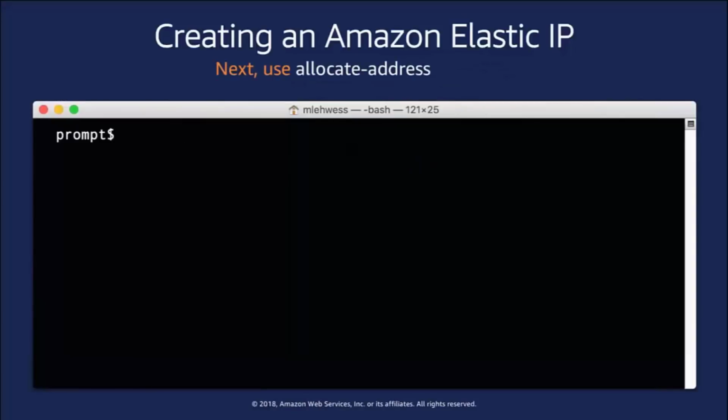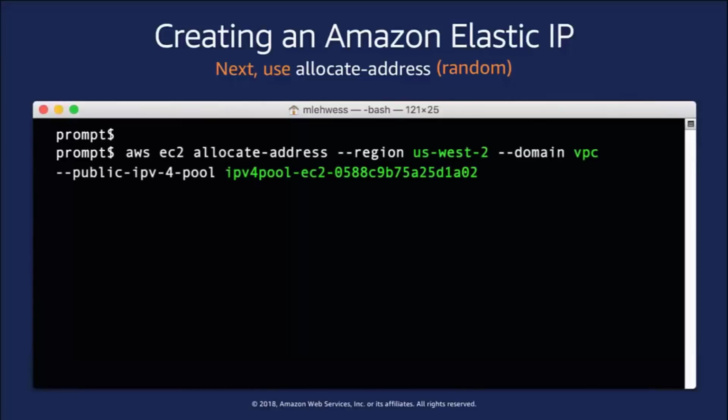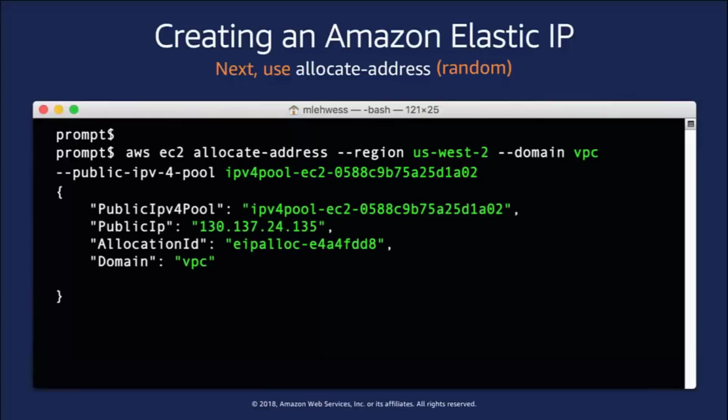So next, let's allocate an address. And first, we're going to allocate an address at random. So if you don't mind what IP address you use out of that IP pool, you can just run this command, the allocate address, specify the region, the domain, VPC, specify the public IP pool, and that's it. And what will happen then is the response will be, we've allocated an address that we have chosen at random out of that IP pool. So now in this case, we've got a 130.137.24.135. So that's going to be our elastic IP we can now associate with an instance if we wanted to in this case.